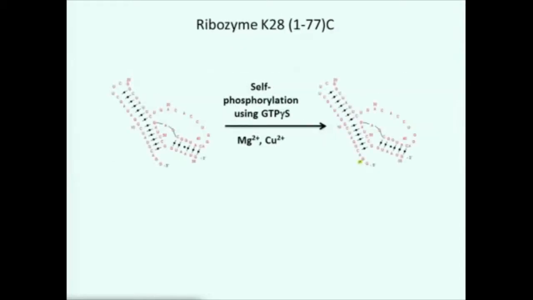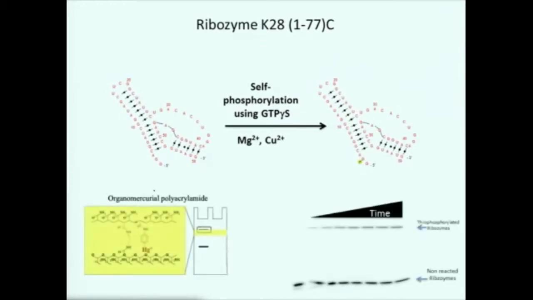This ribozyme was actually selected in my lab. The GTP gamma S is the phosphate donor. It uses magnesium and copper and phosphorylates at this second guanosine position. This is basically what a polyacrylamide gel would look like. As the time increases, you see more and more RNA getting phosphorylated and trapped at the mercury layer.